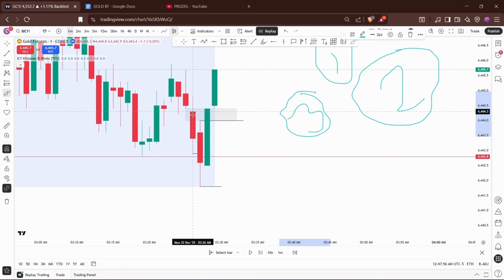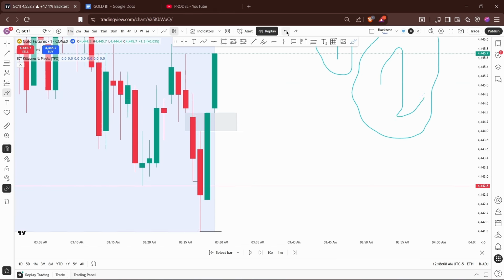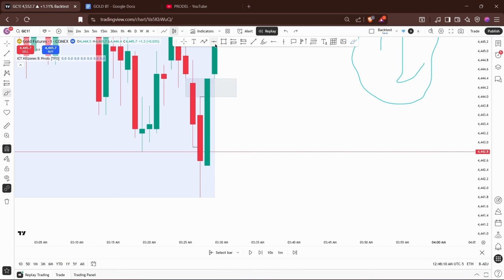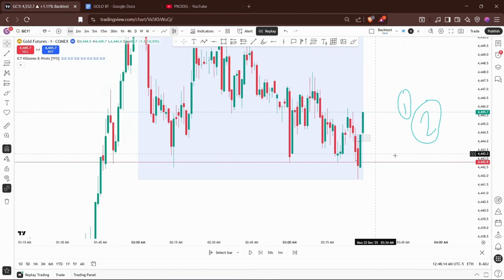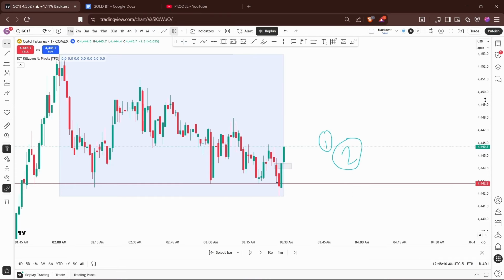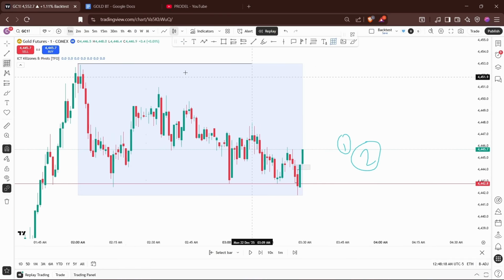The first entry criteria is it should close below the POI and then above the POI. And second is it should give the inverse fair value gap. And third is it should close above the candle range. The 3 criteria are met. So we will take entry here with proper risk management, and I will also show you how to manage the trade.